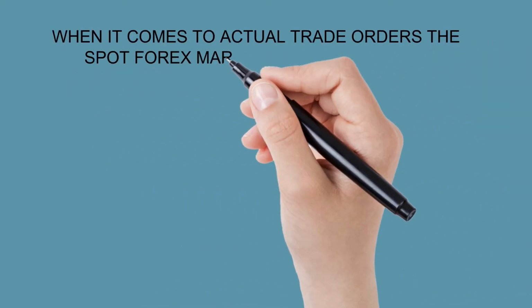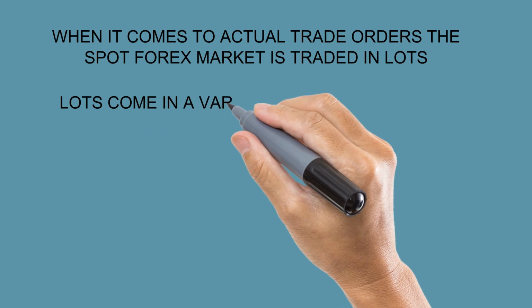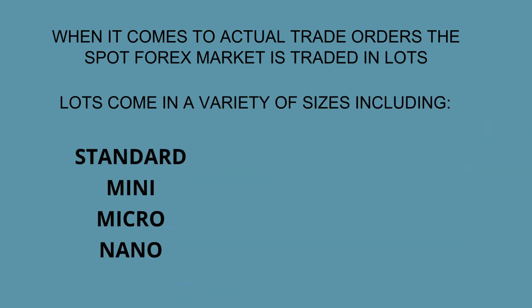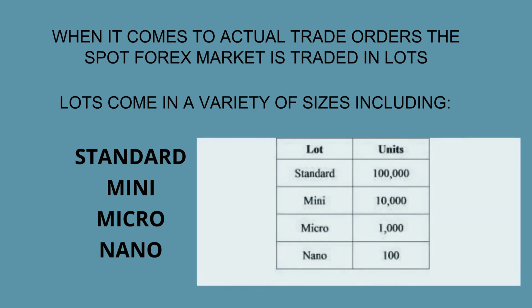When it comes to actual trade orders, the spot Forex market is traded in lots. Lots come in a variety of sizes including standard, mini, micro, and nano, which are each made up of different amounts of currency units. Lots work using the principles of leverage that we have already discussed. They simply structure the specific amounts that can be applied to each trade. Each lot is constructed from currency units, which simply translates into real-term values. Therefore, a standard lot consisting of 100,000 units can be equivalent to a controlling monetary value of $100,000, etc.